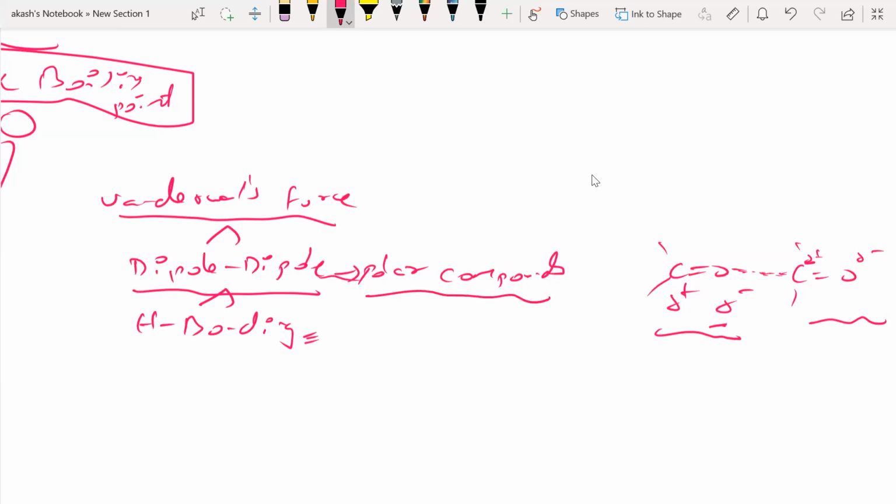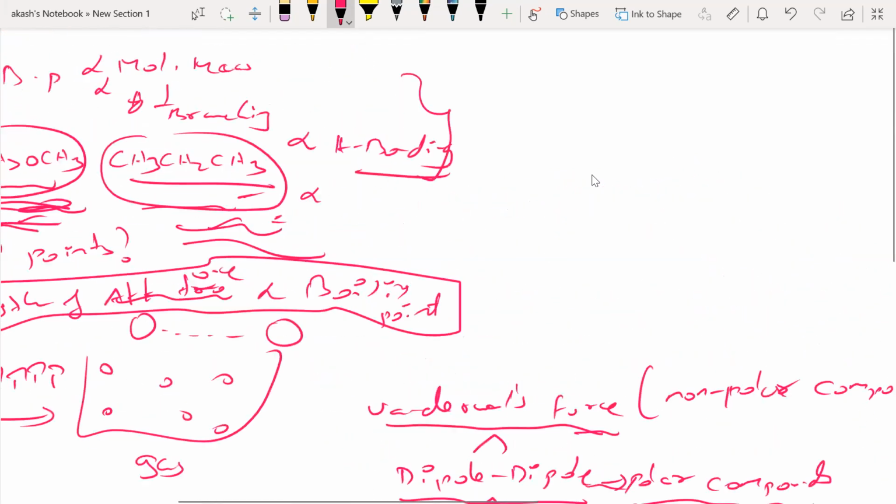So any kind of polar compounds can have dipole-dipole interactions. And van der Waals forces exist only in non-polar compounds, meaning there is no difference in electronegativity. Van der Waals force is the weakest force. So whichever compound is non-polar will have only van der Waals force. So even at a lower temperature I'll be able to go for boiling, because the force of attraction is not that much. So that is the reason why.